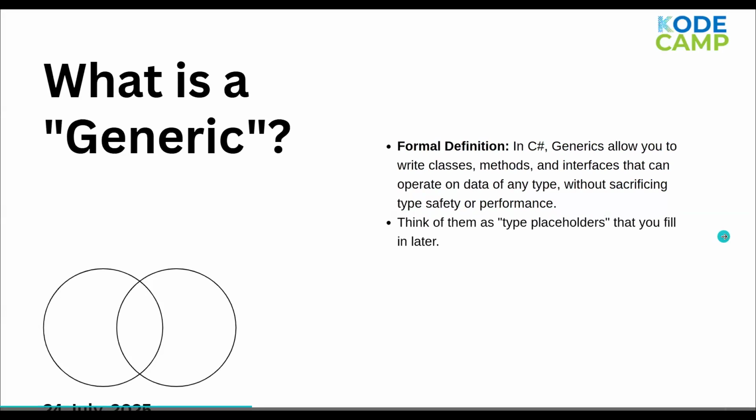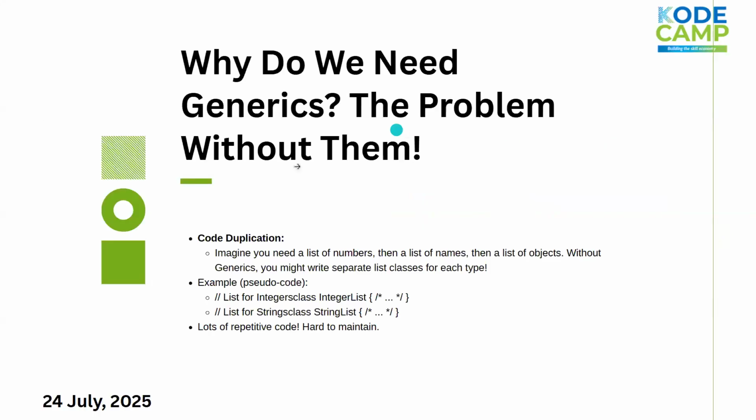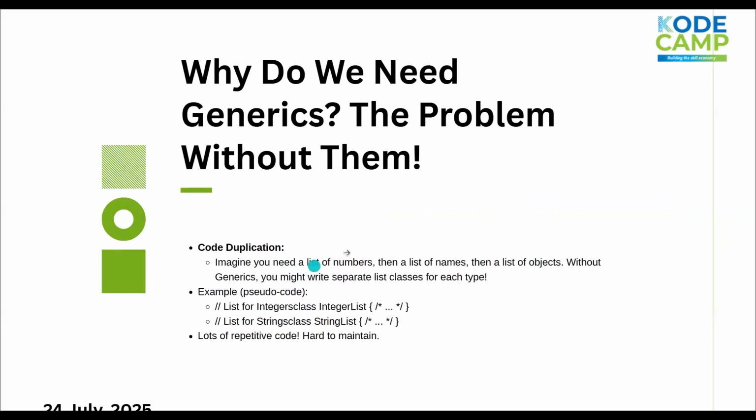Okay. So why do we need generics? The problem without them, why do we need it? Imagine you need a list of numbers, then a list of names, then a list of objects. Without generics, you might write separate list classes for each type. Like I said, if you want a list of numbers, you have to define a class that handles numbers. You define another class that handles names, which are strings, then another class that handles objects. So this is writing three classes that do the same thing, but the difference is the data type, which isn't ideal, right?